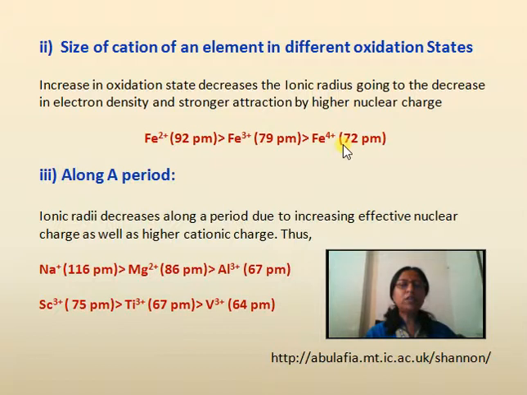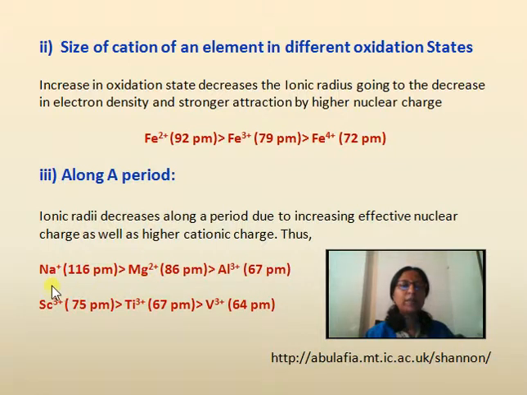That means due to the increase in the nuclear charge, the size will decrease and obviously the ionic radii value will decrease. So along a period in the periodic table, what happens? Actually there is a decrease in the ionic radii value. You see, in the case of Na+, the value is 116 picometer. For magnesium 2+ it is 86 picometer, and for aluminium 3+ it is only 67 picometer.